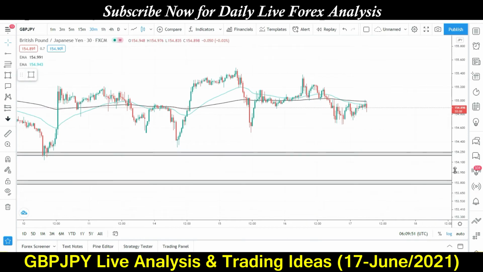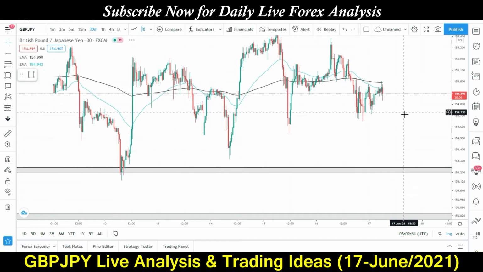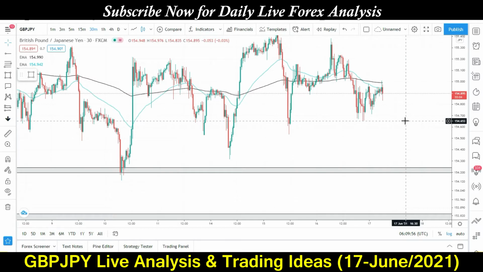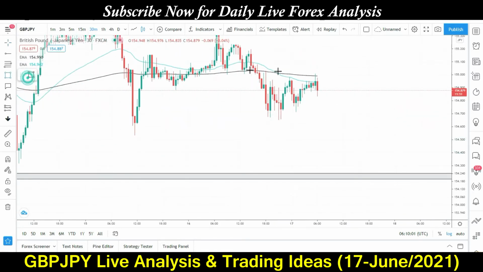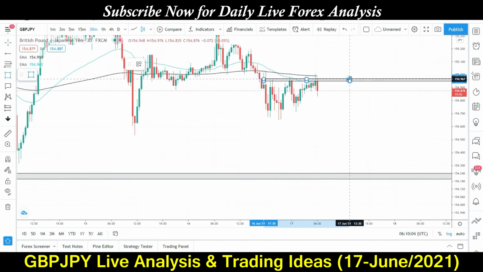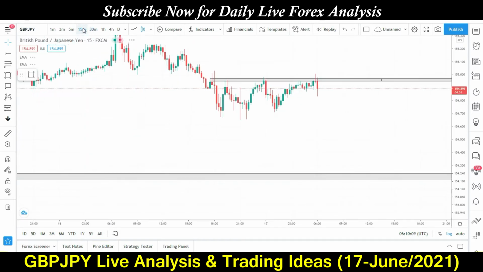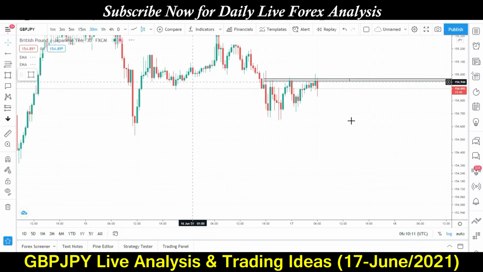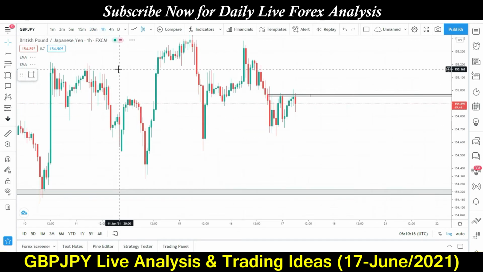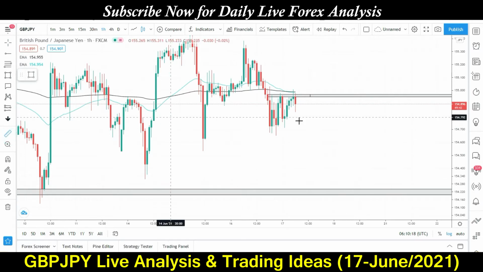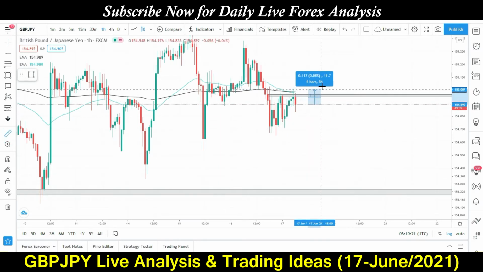So basically I didn't see any trade in GBPJPY today. But we have a resistance. Here we have our moving averages at this point. So basically I think we can take a little bit of risk. If we open a sell trade here, then our SL will be, yeah, perfect. So basically I am going to open a sell trade.